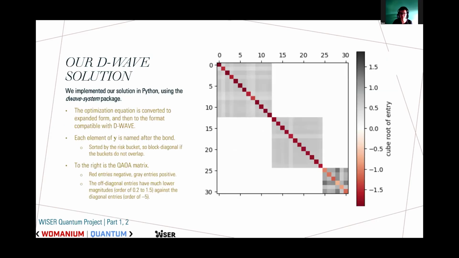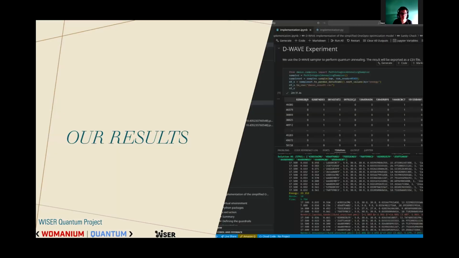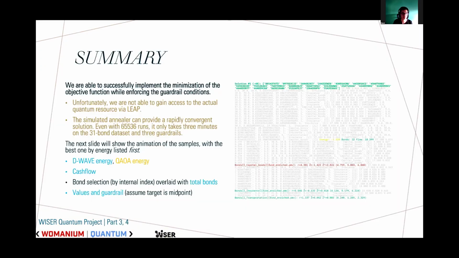Our D-Wave solution, after converting this to the QAOA matrix, gives us this beautiful block symmetric matrix. Only the diagonal has the red part, because you can use expansion to convert this into a D-Wave compatible format. Now I'll show our results. This code is one of the optimal runs.